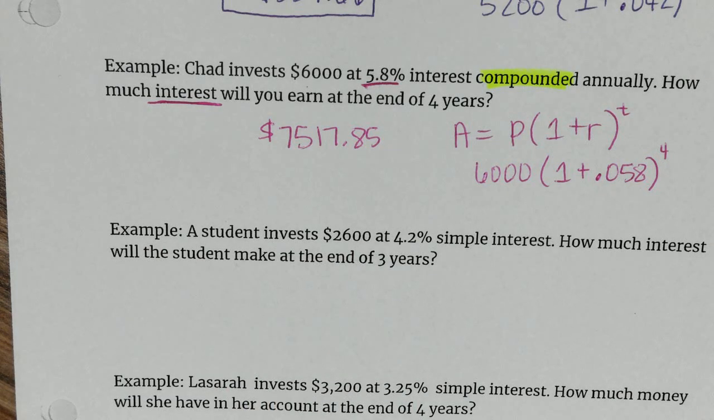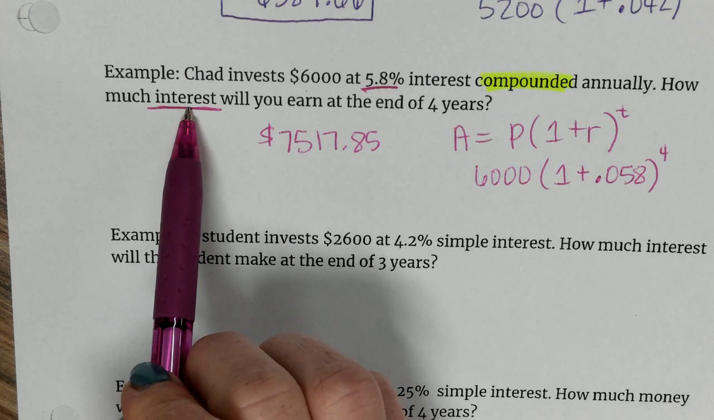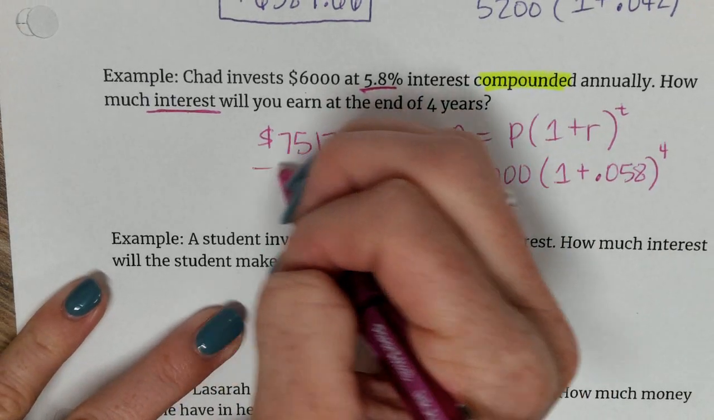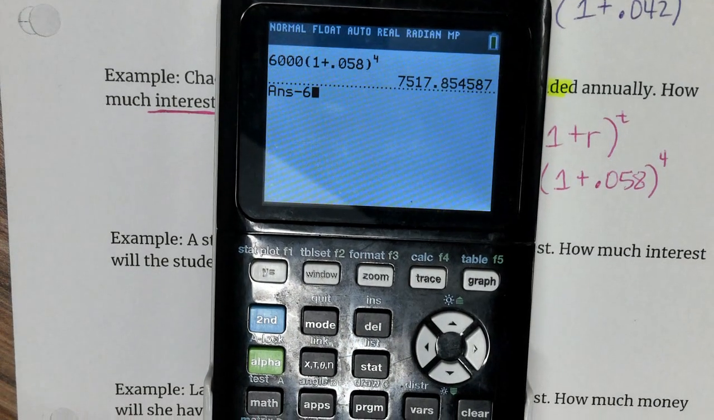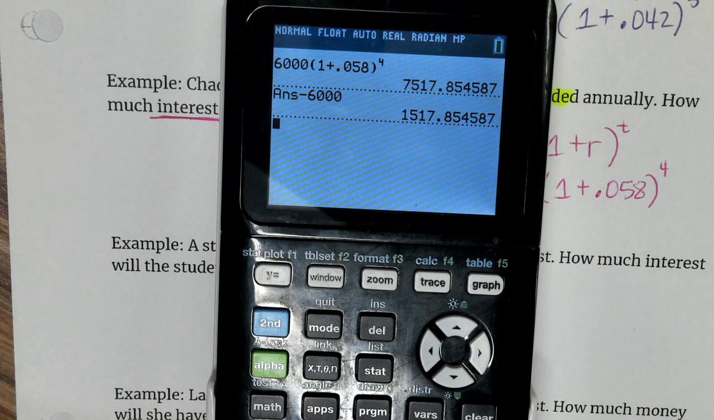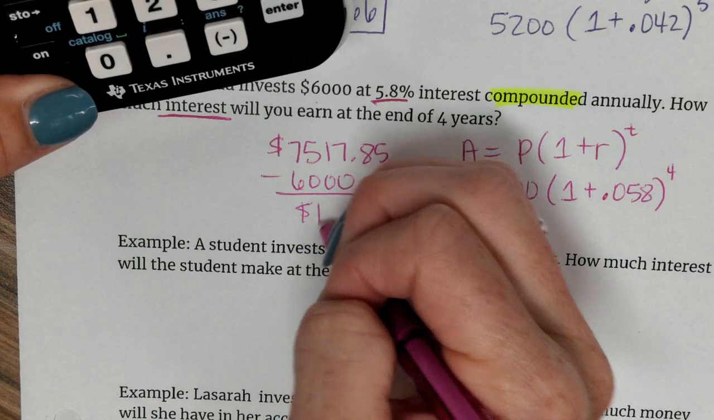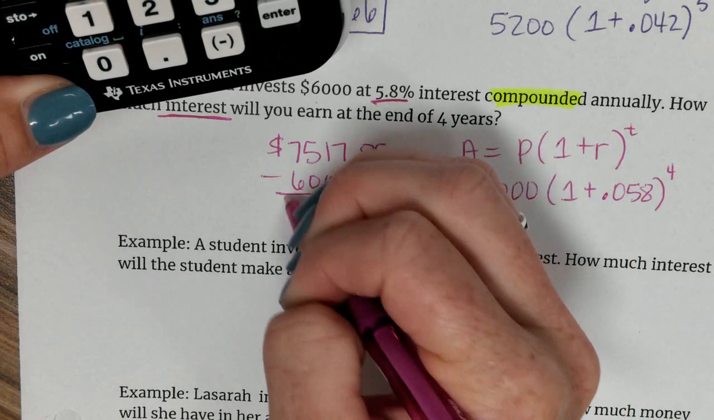But it didn't ask for the balance. It asked how much. So what am I going to do? So I take my answer and I subtract what they started with. So I just put minus 6,000, and that's how much interest they made. $1,517.85.